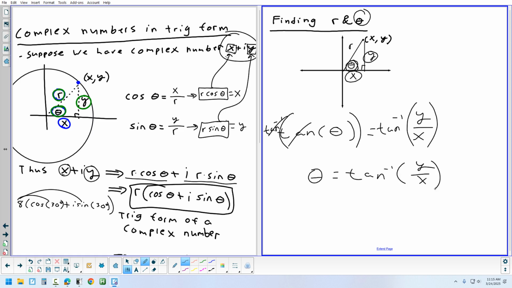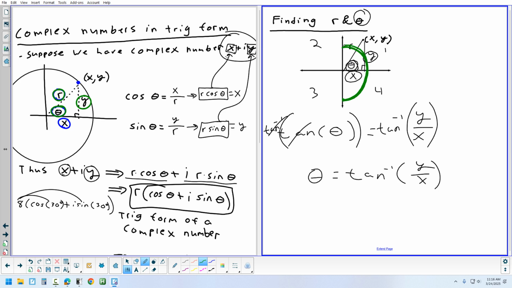Now, the problem with inverse tangent is that it will always give you an answer when you type it in between negative 90 and positive 90. What two quadrants does that mean inverse tangent is limited to? One and 4. Yes. Negative 90 is down here. Positive 90 is up here. So the issue with inverse tangent is it only works on half the diagram. Inverse tangent by itself does not work in quadrants 2 and 3.